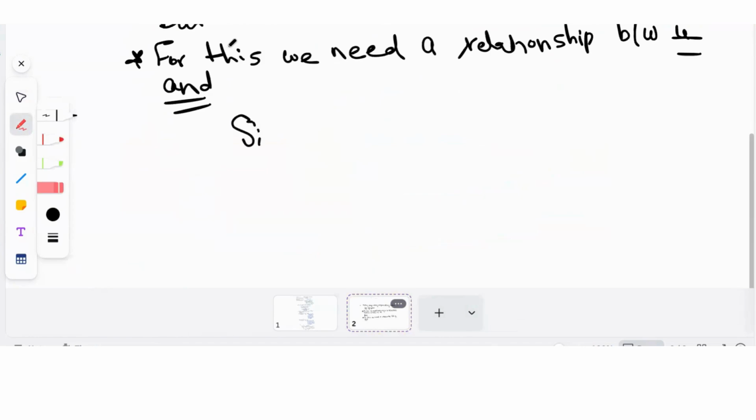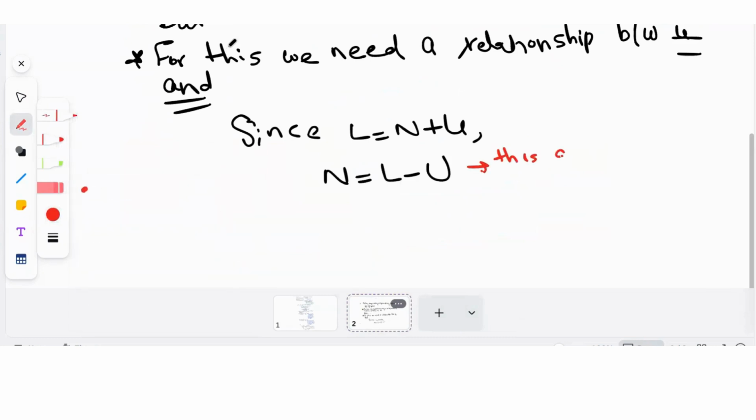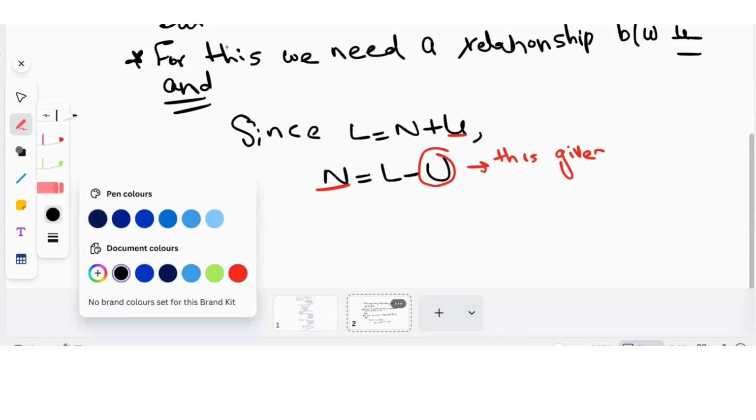Now recall what the labor force is. The labor force L is N plus U, where N is the level of employment and U is the level of unemployment. From here, we know N is equal to L minus U. But an issue over here is that we have a relationship between N and capital U, not small u. There's a difference. Capital U is the level of unemployment, small u is the unemployment rate.